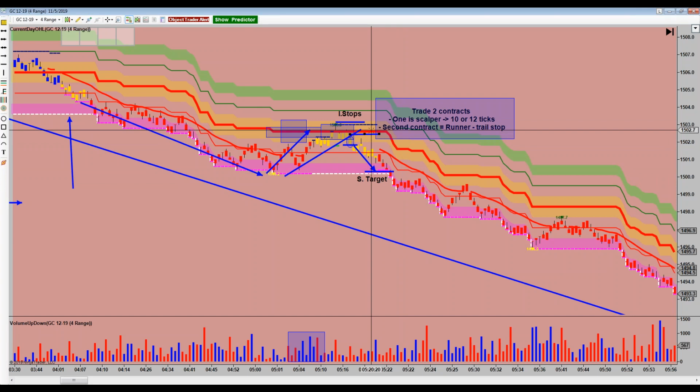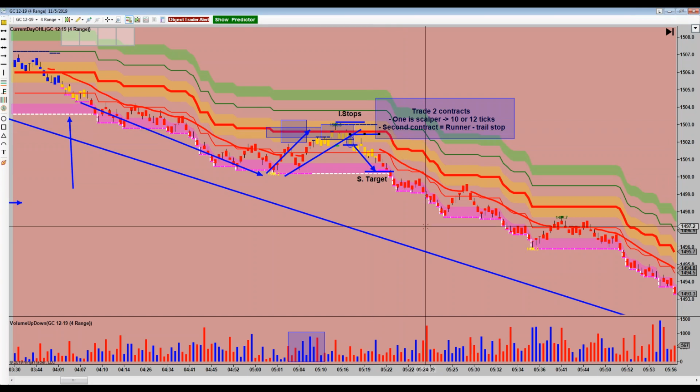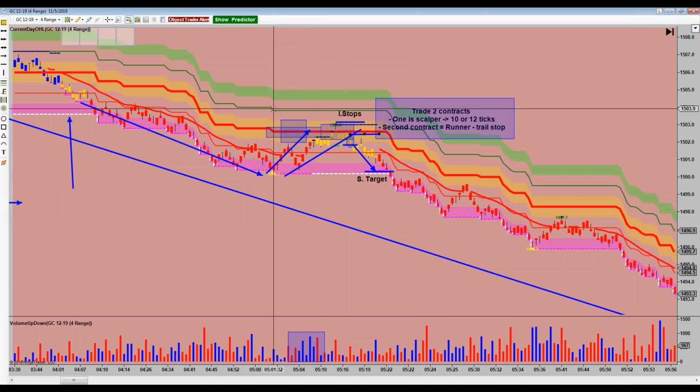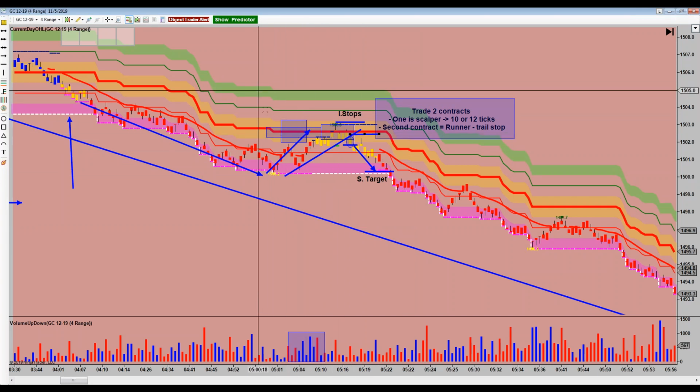Now, let's discuss the runner. This is where a little bit of art and science comes into play, and this applies to both the short and the long. The long would be in the opposite direction, so you'd be buying a bounce, and we'll look at some long trades. We'll look at some longs on gold. I mean crude.